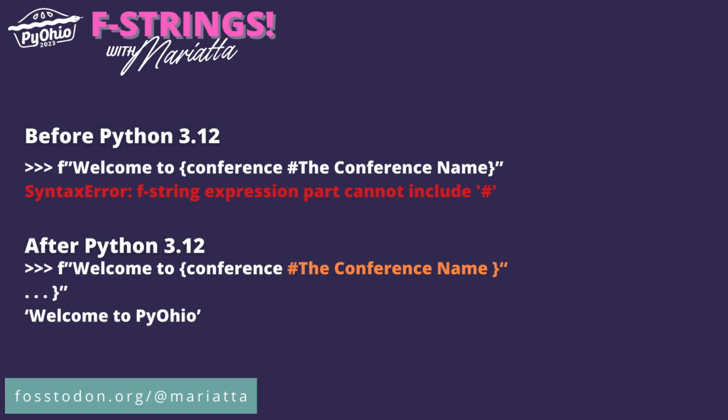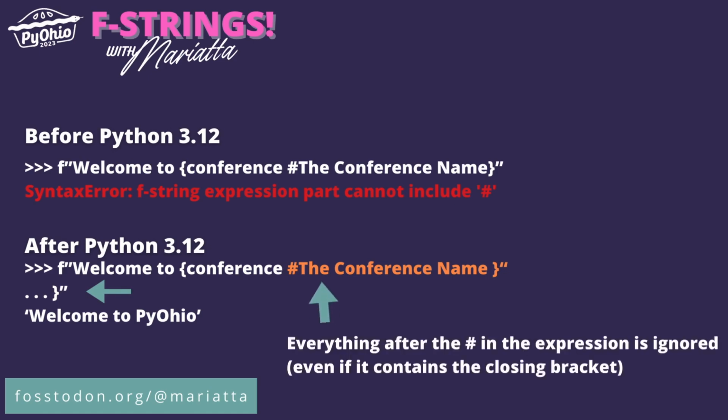Comments are now allowed inside f-string expressions. This is another new thing that just wasn't allowed before. You get an error if you try to pass in the hash symbol in an f-string expression. But this is now possible in Python 3.12. But pay attention, you must do this as a multi-line expression, and your closing bracket must go to the next line. And the reason that it must go to the next line is that anything after the hash sign in the expression will be treated as a comment and will be ignored, even if it contains the closing bracket.